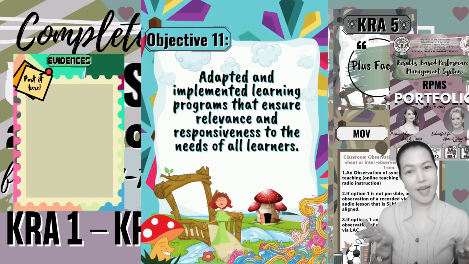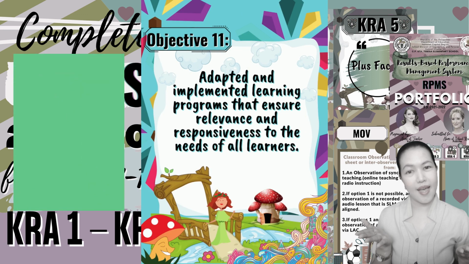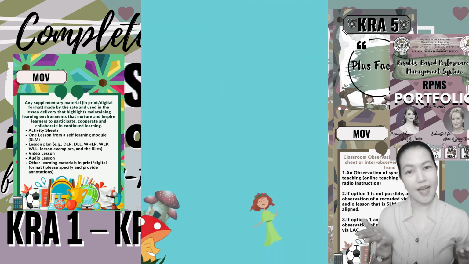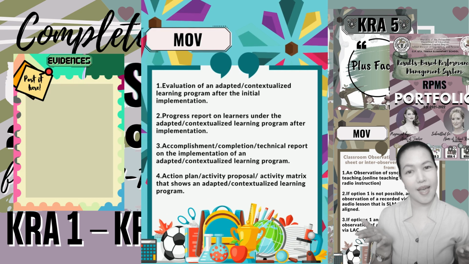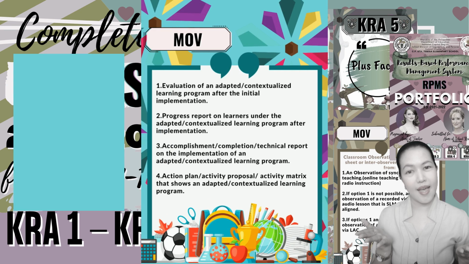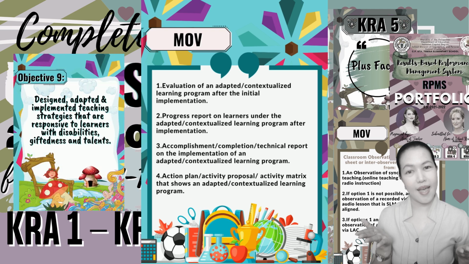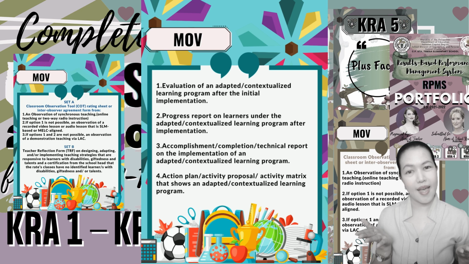Objective number 11: adopted and implemented learning programs that ensure relevance and responsiveness to the needs of all learners. MOV number 1, evaluation of an adapted or contextualized learning program after the initial implementation. Number 2, progress report on learners under the adapted contextualized learning program after implementation.